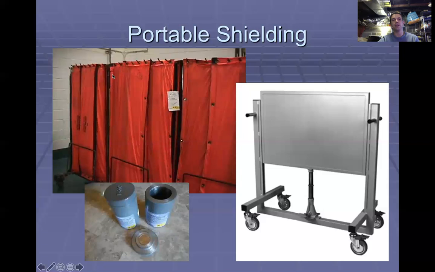This picture back here is what are called leaded blankets. They're not actually blankets. They're just more flexible material. They're a little more mobile. You can hang them up, one after another if you need a lot of shielding, but they're a little easier to maneuver. I believe this picture is again from a nuclear power plant.